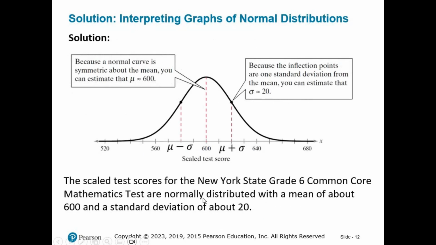Yes, they interpreted this the same way. Because the normal curve is symmetric about the mean, you can estimate that mu is about 600. And because the inflection points are one standard deviation away from the mean, we could estimate that sigma is 20. The scaled test scores for the New York State Grade 6 Common Core Mathematics test are normally distributed with a mean of about 600 and a standard deviation of about 20.